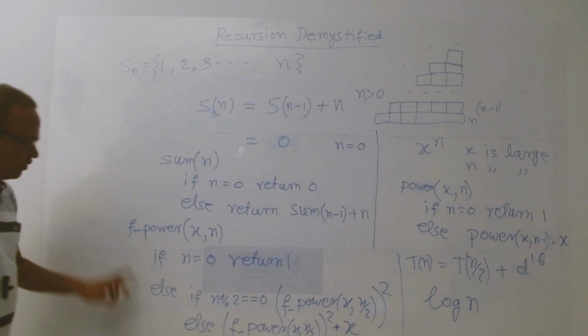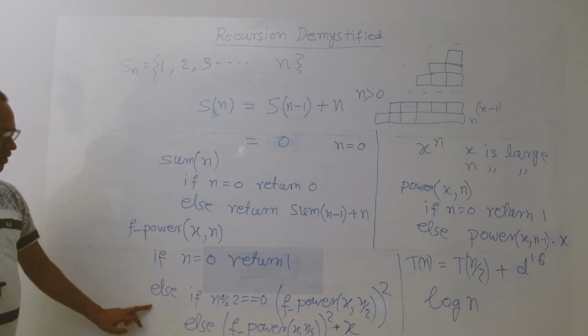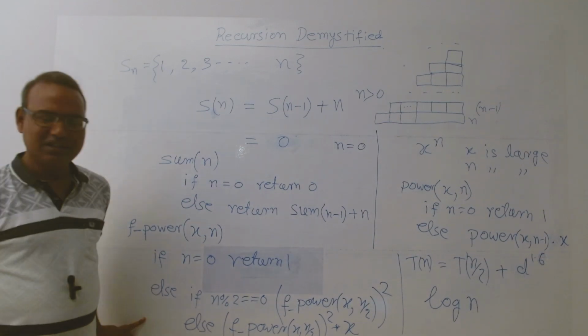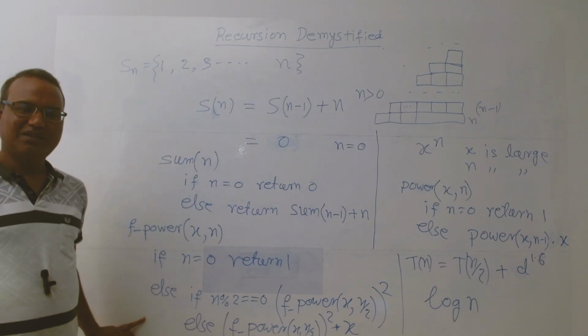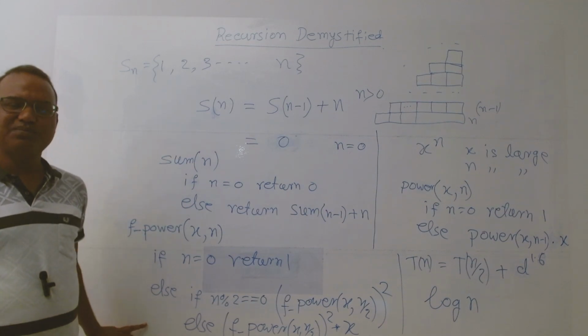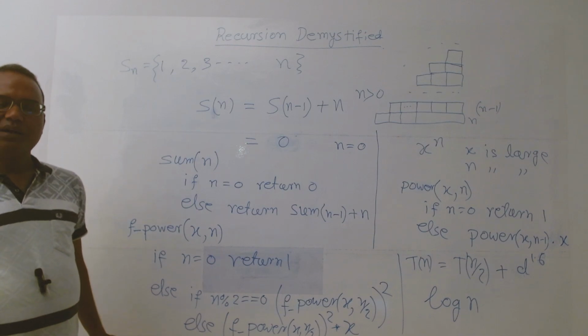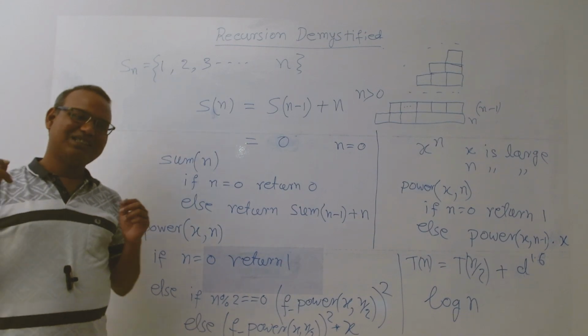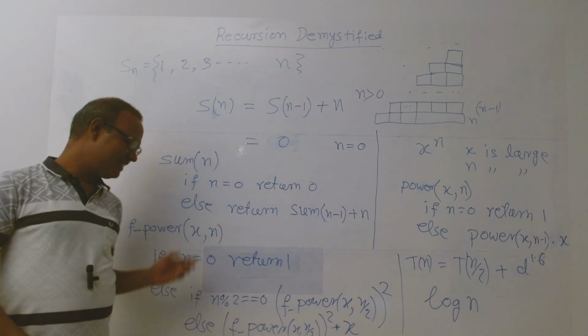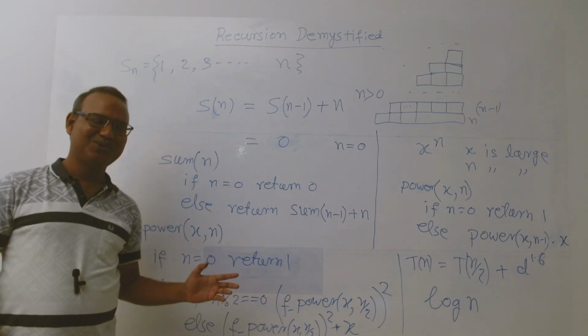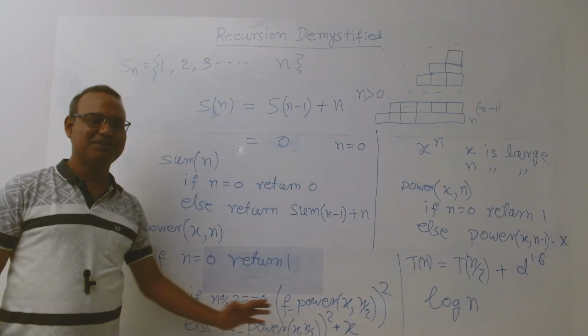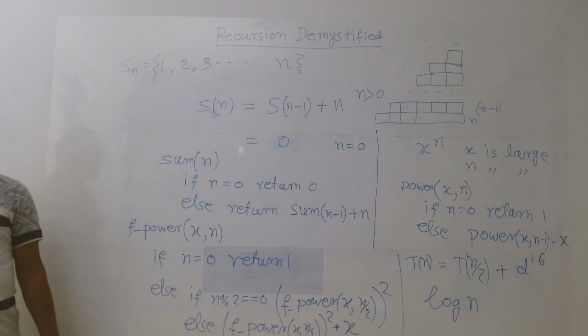So you can compute x to the power n in log n. This is a fast recursion. This is the beauty of recursion. You can always find some way, not always, maybe it is not clicking in your head, but there may be some better way to write recursion and we can solve the problem quicker. That's all.